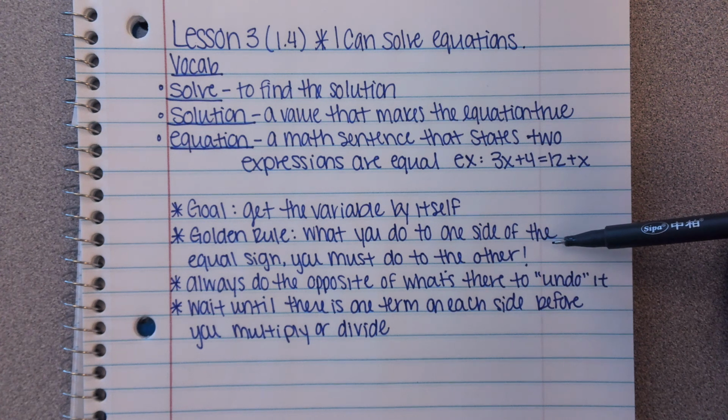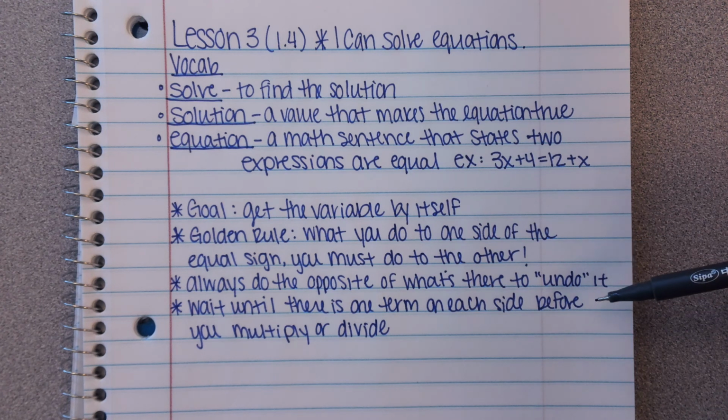The golden rule of equations is what you do to one side of the equal sign, you must do to the other. So if you decide to multiply one side by 5, you have to multiply the other side by 5 as well. Same with addition, subtraction, division. If you're wanting to undo an operation that's shown in the equation, make sure you do the opposite. So if there's addition in the problem, you undo that by subtracting. Okay? And the opposite of multiplication is division, and vice versa. So always do the opposite of what's there to undo it.